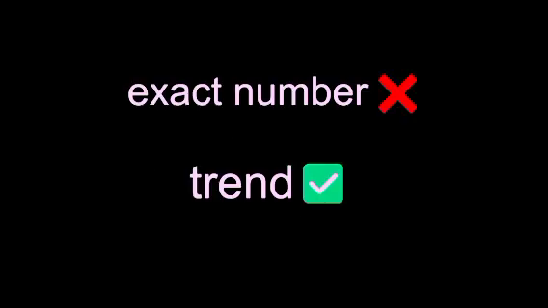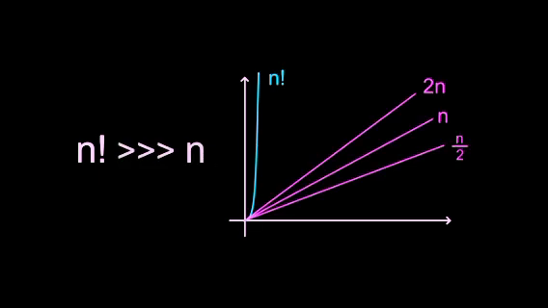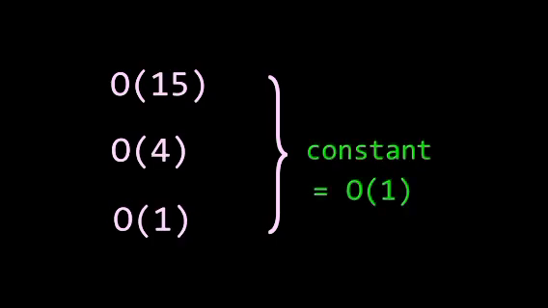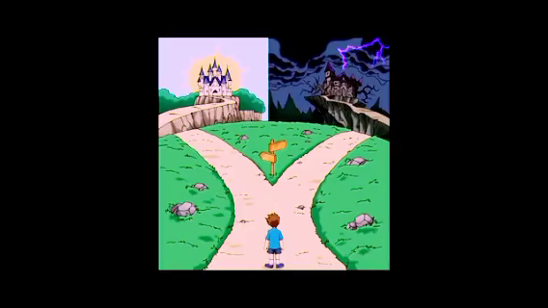What's relevant is not the exact number of operations, but rather the trend as the input size goes to infinity. You see, something like n factorial grows way faster than any linear function ever could, so as long as the time complexity is some kind of linear relation, it's simplified down to O of n, and the same thing goes for any other group. When writing an algorithm, there's always different approaches.